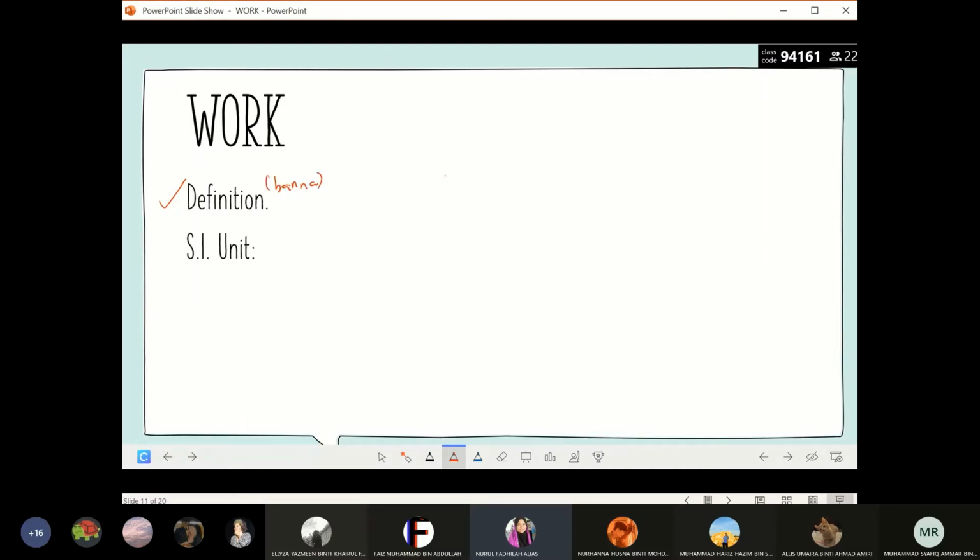Next, what is the SI unit for work? Just now I told you. W is the symbol for the word work. In physics, if you want to write notes, you will not write W-O-R-K in full. You will simply write W and everybody knows that you are talking about work. So that's a symbol. Now I'm asking you, what is the unit? SI unit. Joule.